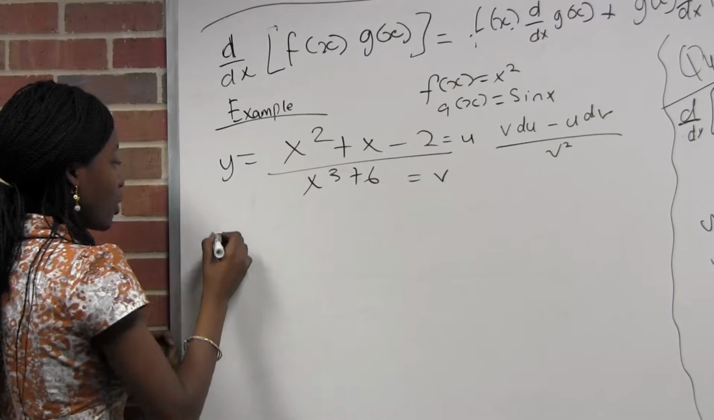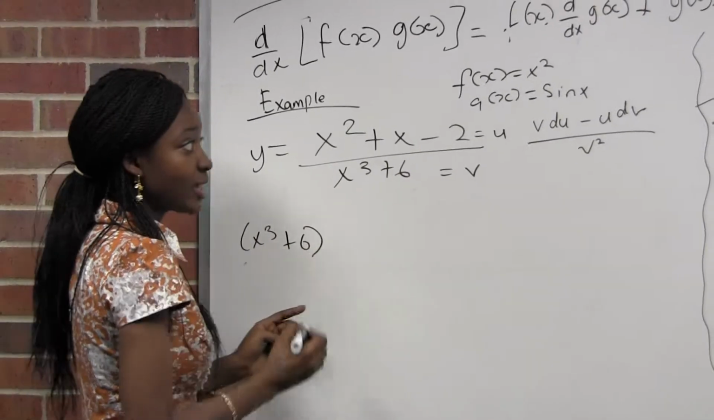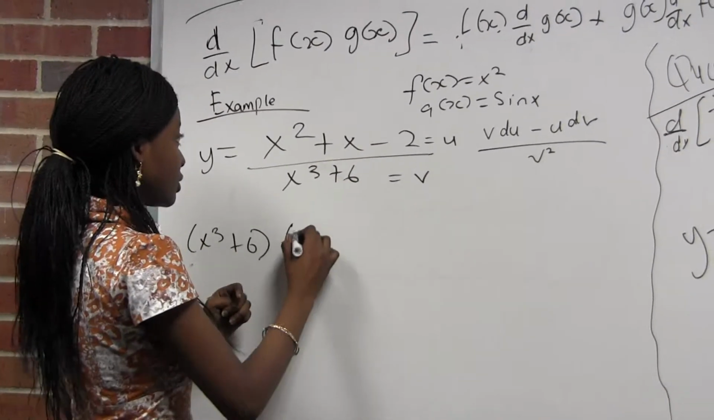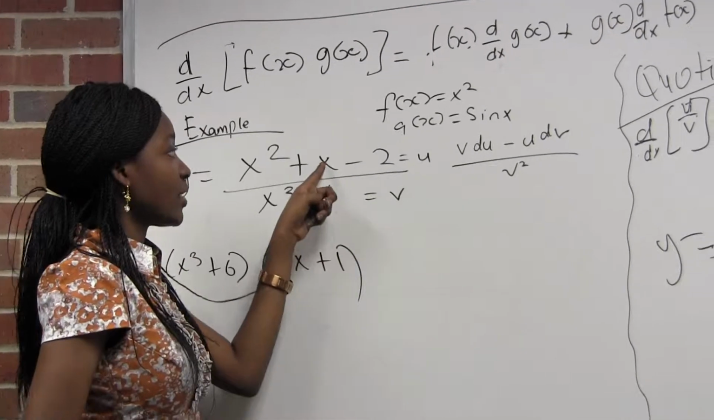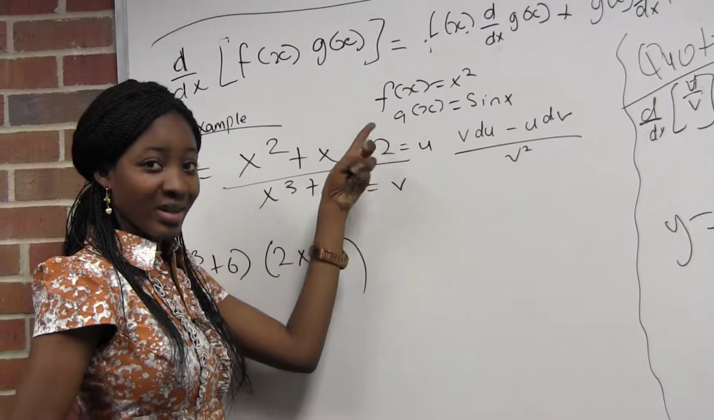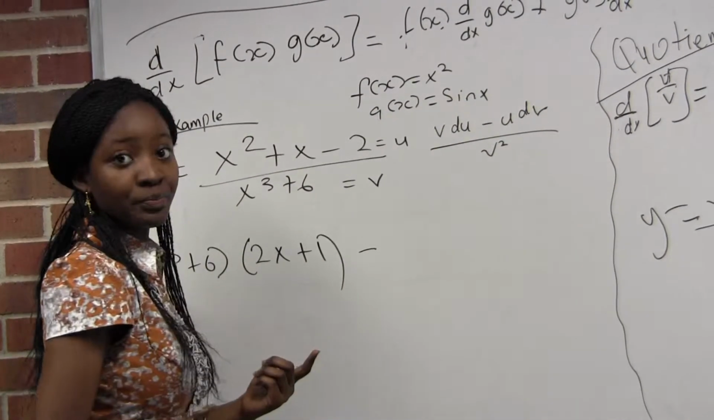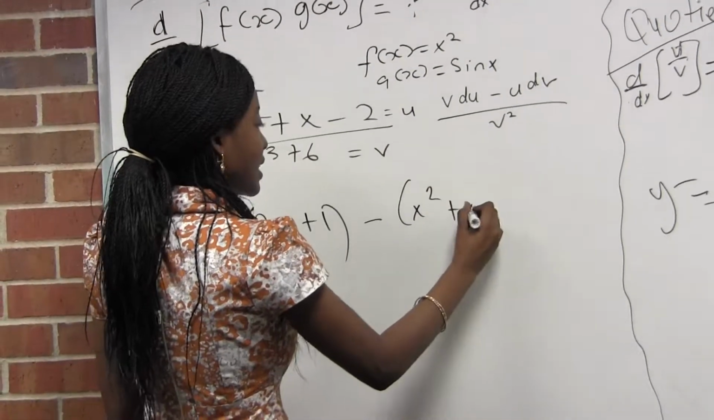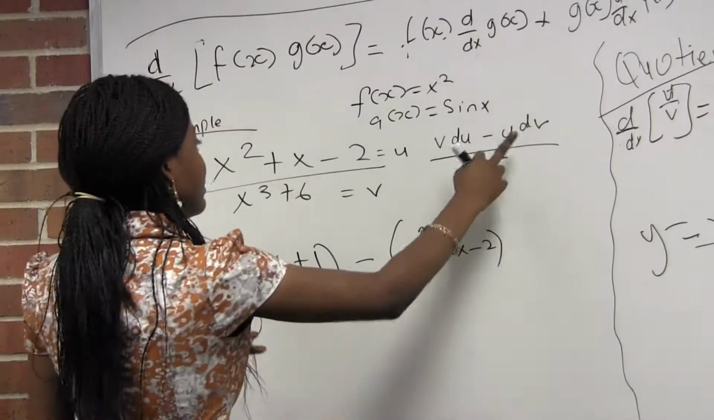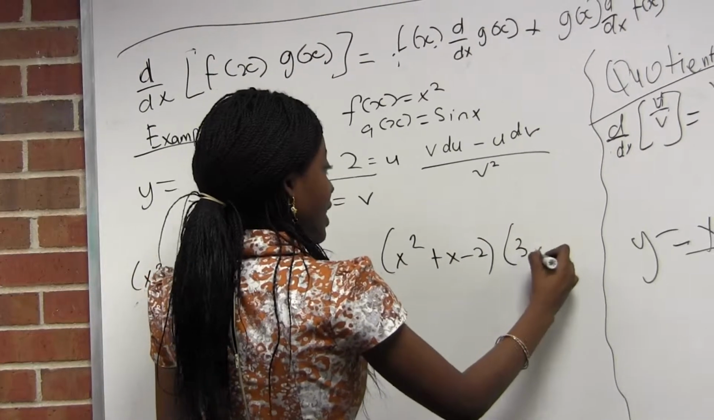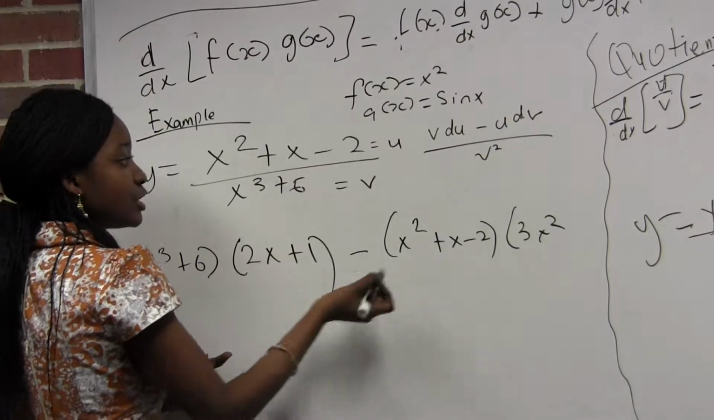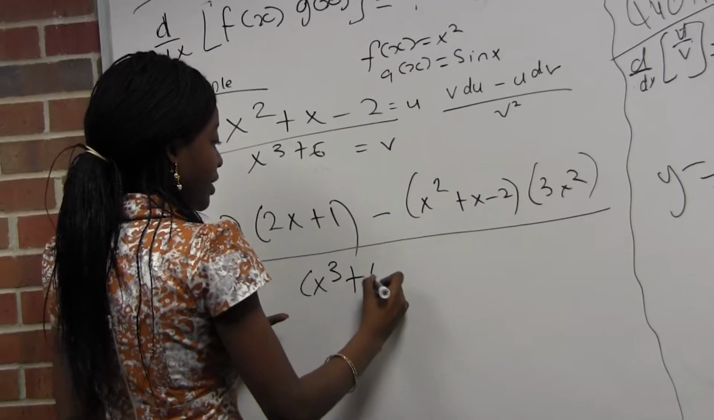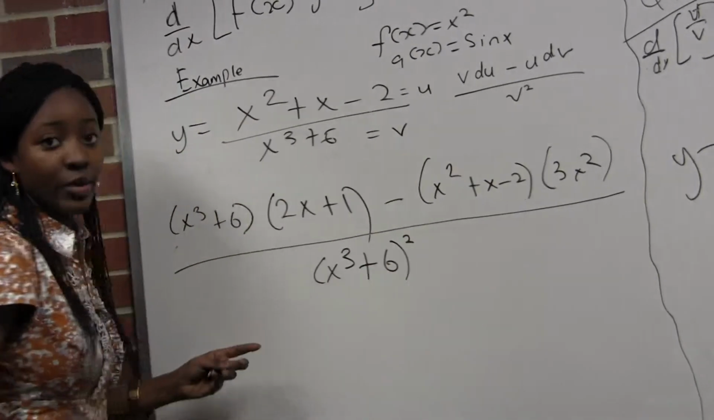Now, my v comes first, so I have x cubed plus 6, right? Multiplied by the derivative of u. What is the derivative of x squared plus x minus 2? It's 2x plus 1. Remember the derivative of x is 1, and the derivative of a constant is what? Is 0. And then I have my negative sign. Now what is u? U is my upper function, my numerator, which is x squared plus x minus 2. Right? What is the derivative of my denominator? It's 3x squared, right? The derivative of 6 is just what? It's just 0. Now I have over v squared, which is x cubed plus 6, all squared, right?